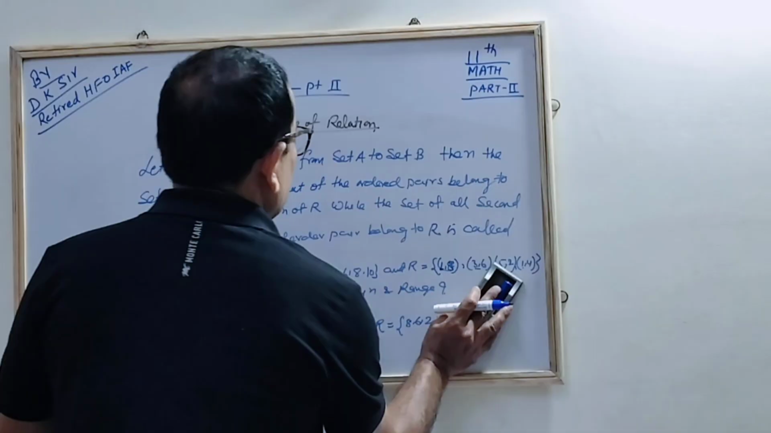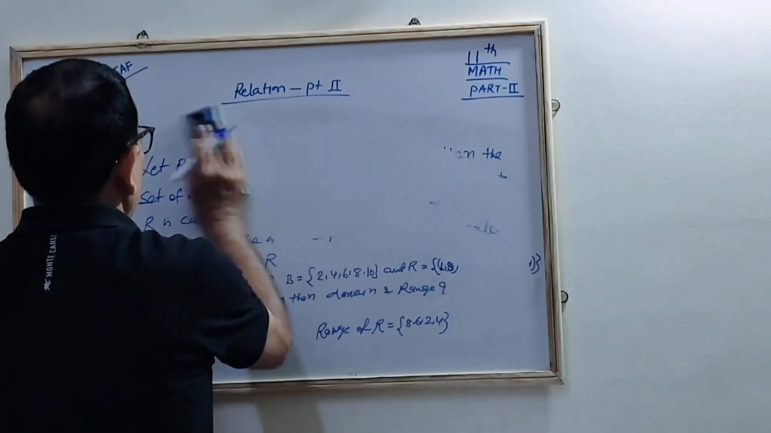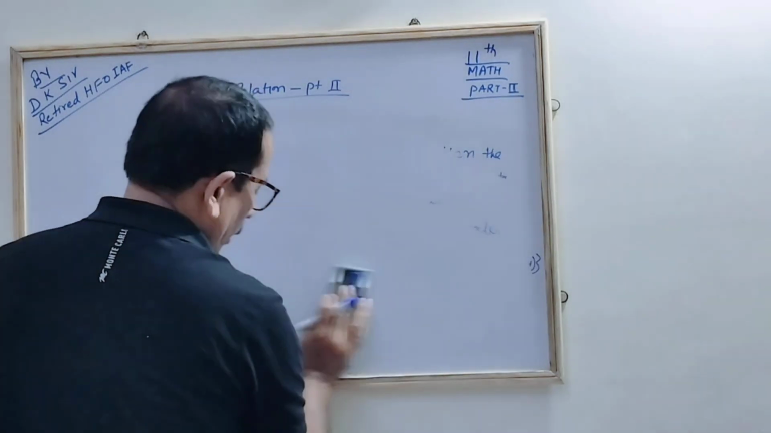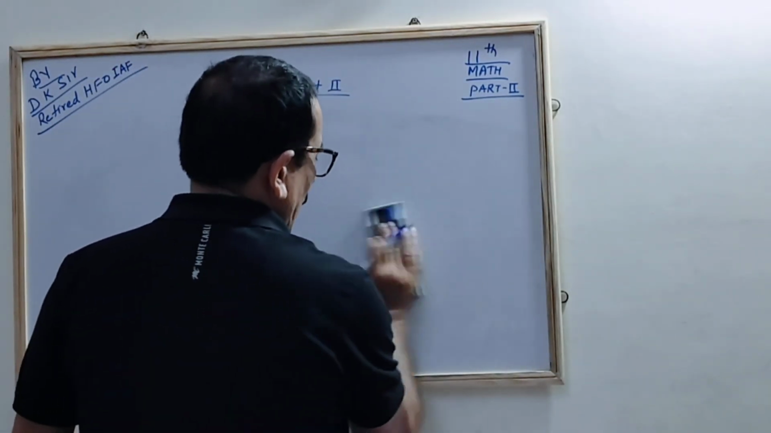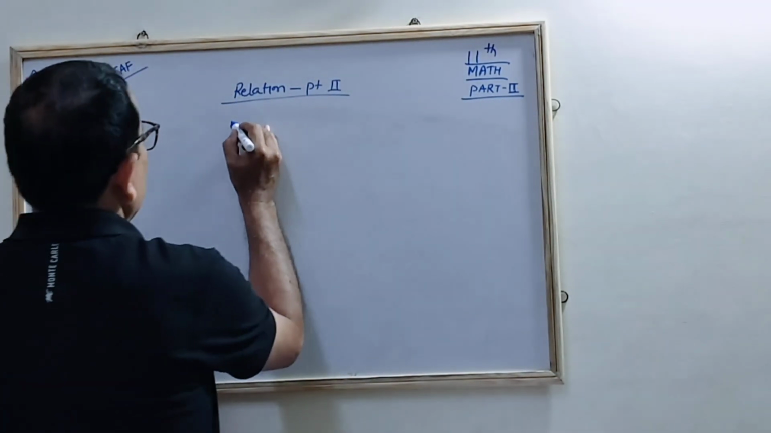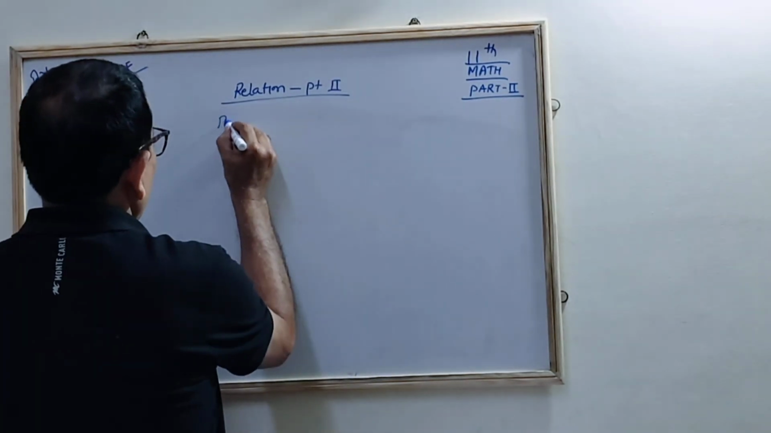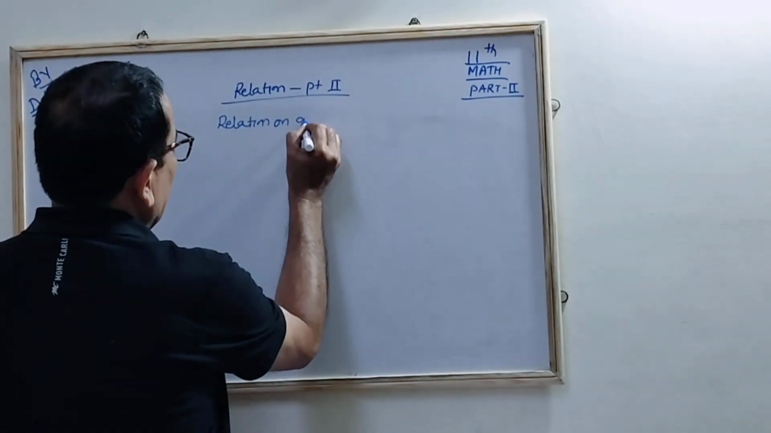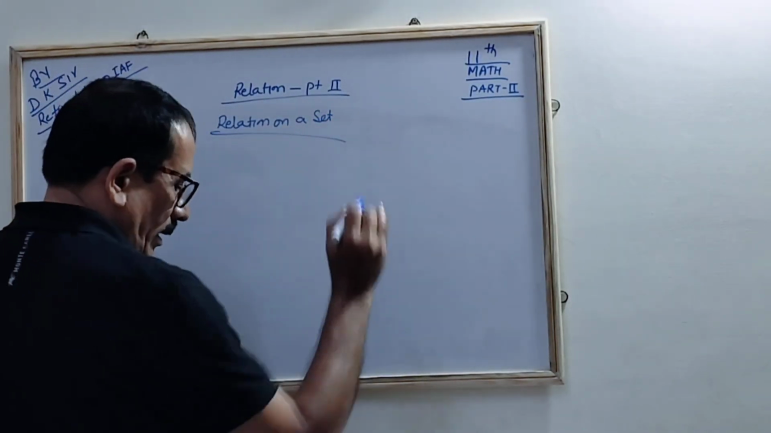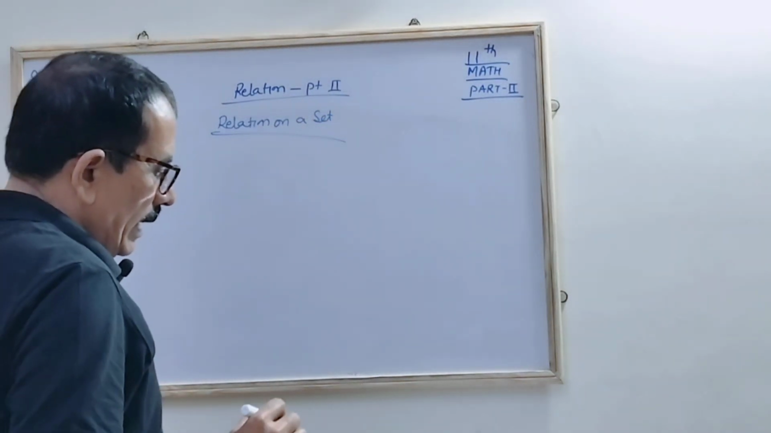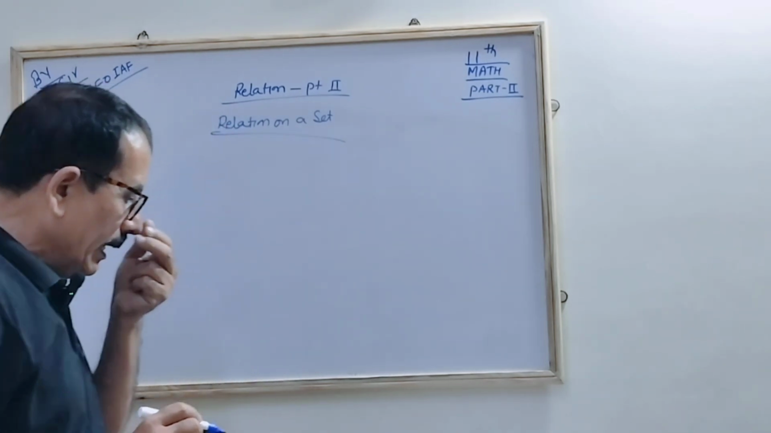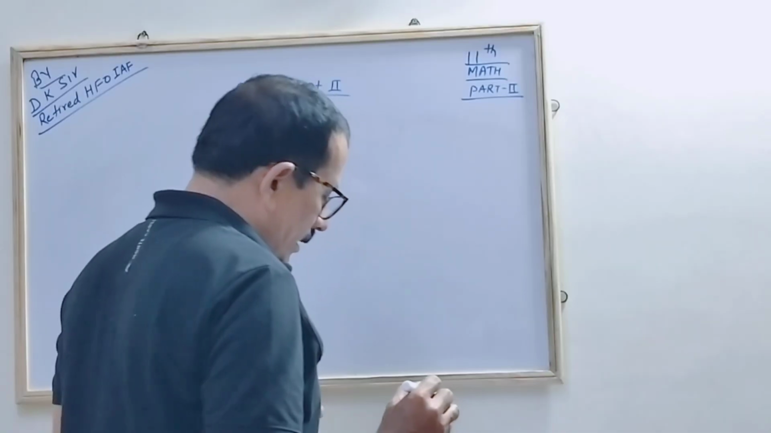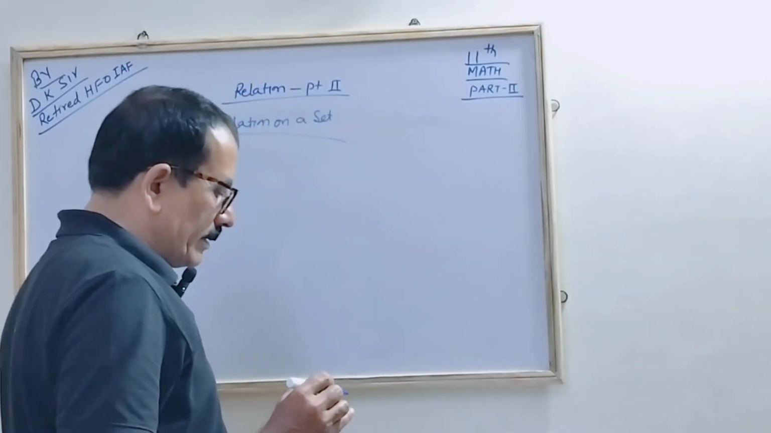So I think you have understood this. Now, a relation on a set. The next topic is a relation on a set. Let A be a non-void set, then a relation from A to itself is a subset of A cross A, and this is called a relation on the set A, correct?